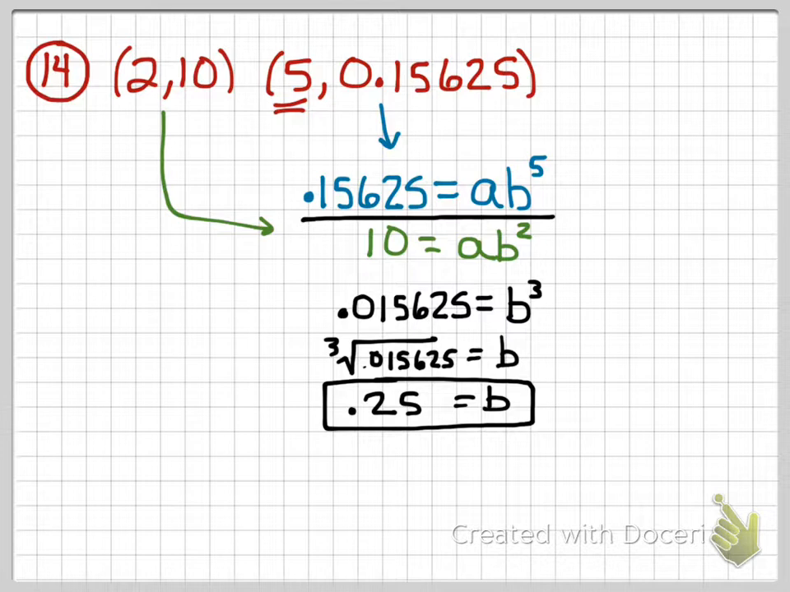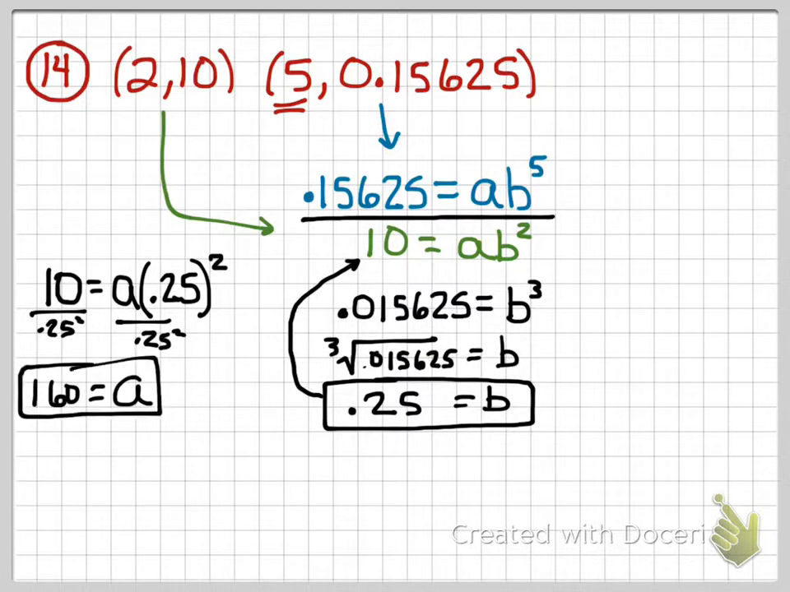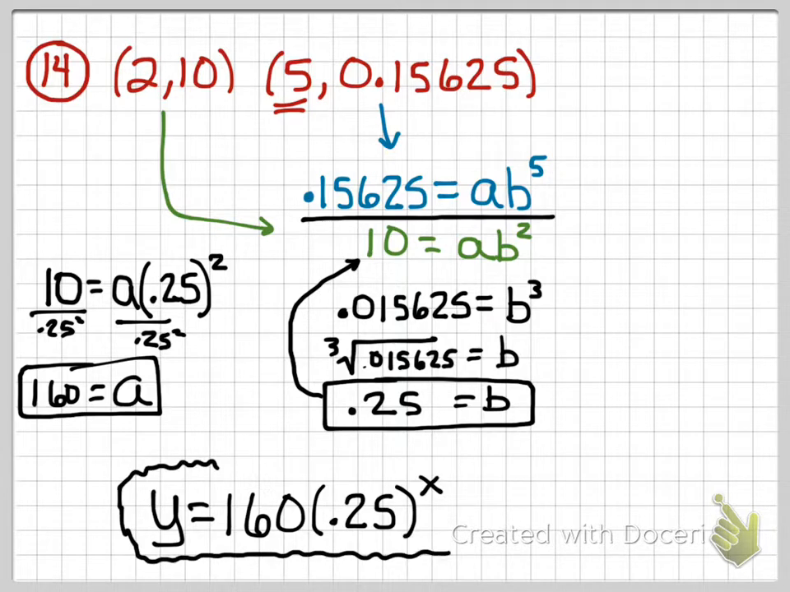Take that solution, plug it in. 10 is equal to a times 0.25 to the second power. Divide each side by 0.25 to the second power, so your a is going to equal 160. Plug that into the general equation of y equals ab to the x. So y is equal to 160 times 0.25 to the x power.